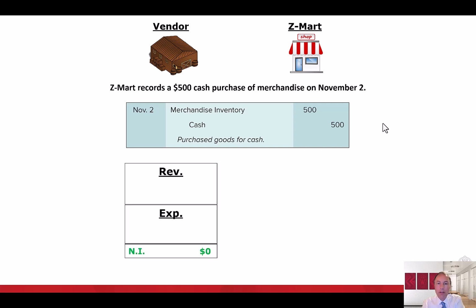Now, one thing I'll be showing you is the income statement and balance sheet effects of many of these transactions. So notice what happens here. Nothing impacts our net income, or nothing impacts our income statement. It's simply one asset goes up, merchandise inventory, and another asset goes down, cash.